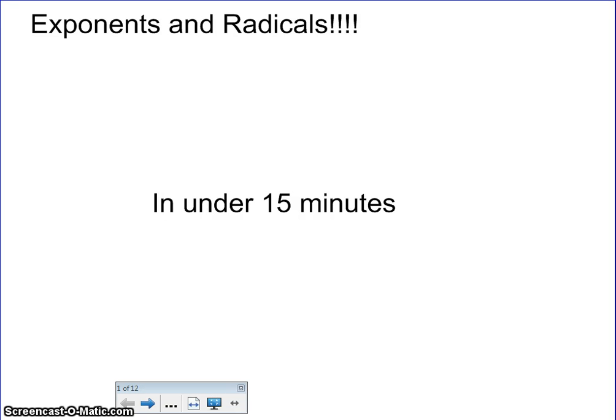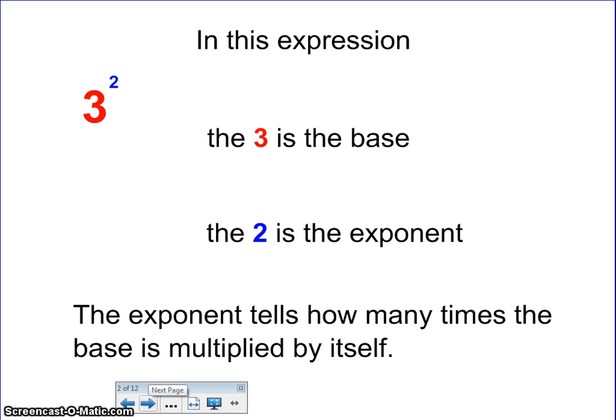Hey, it's Coach Latham, your SOL math review coach, and today we're going to talk about exponents and radicals, a topic in Algebra 1. And as always, we're going to do it in under 15 minutes.